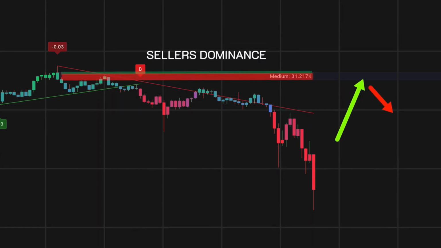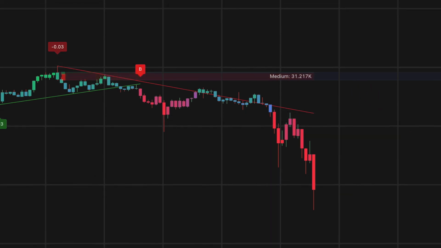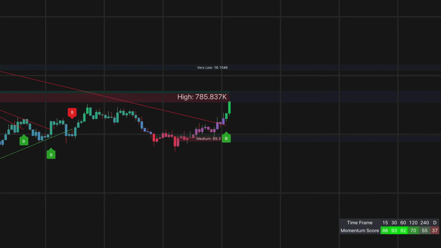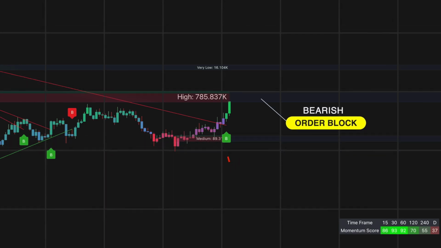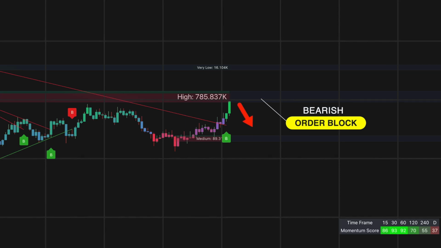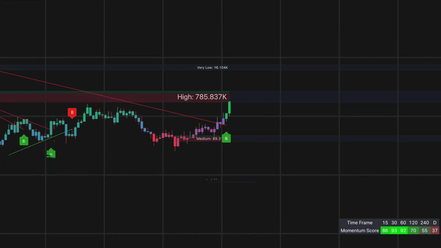In the strategy I'm about to show you, order blocks will act as signal filters. For instance, a buy trade cannot be initiated if the price is near a bearish order block. This is simply because the odds of the market reaching the profit target are heavily against you.